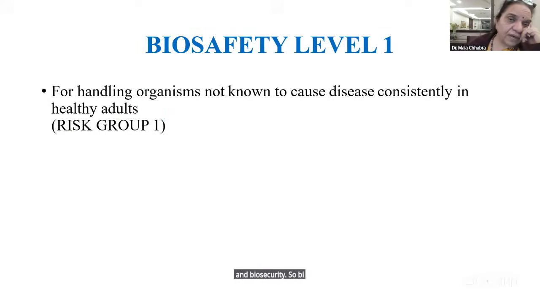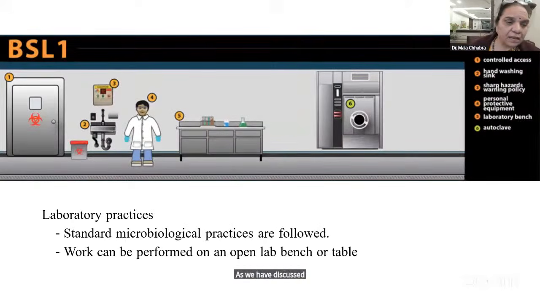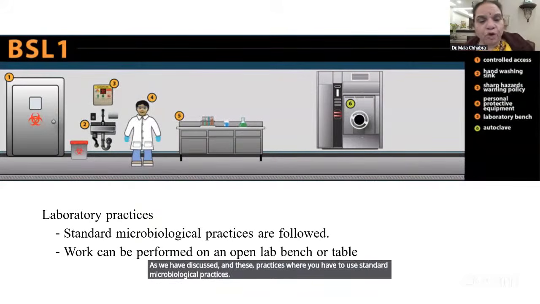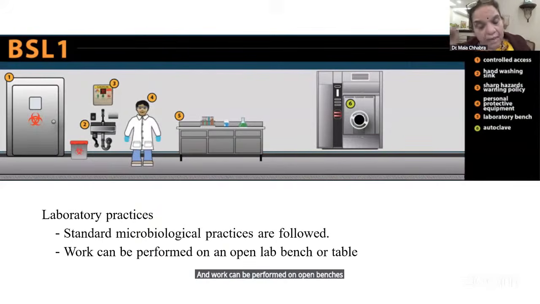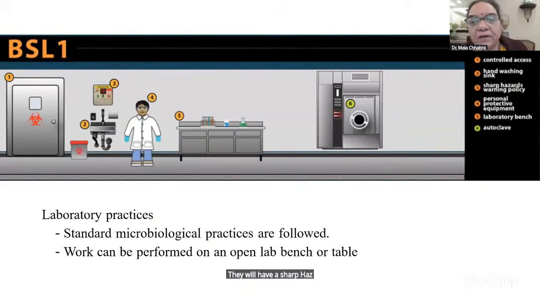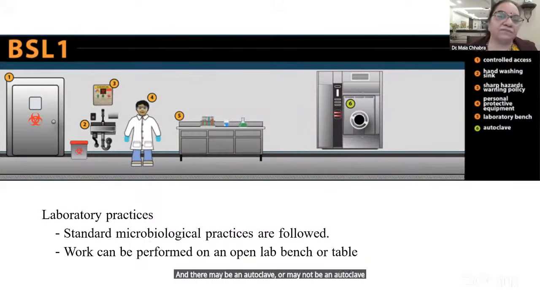So biosafety level 1 is for organisms that are not known to cause disease, as we have discussed, and you have to use standard microbiological practices, and work can be performed on open benches and tables. I told you that these are the laboratories which are usually present in the school, and they will have a sink, they will have a sharp hazard warning policy, and you may use personal protective equipment like a lab coat. There will be a lab bench where you work, and there may or may not be an autoclave. So those are biosafety level 1.